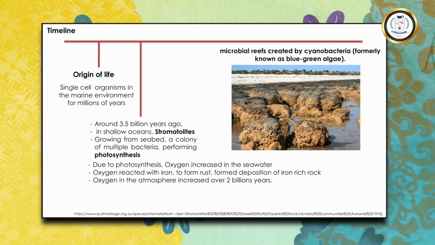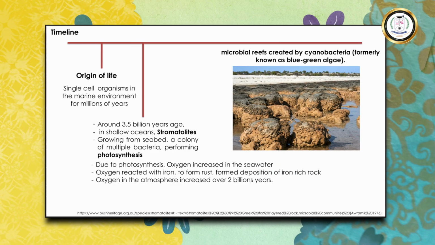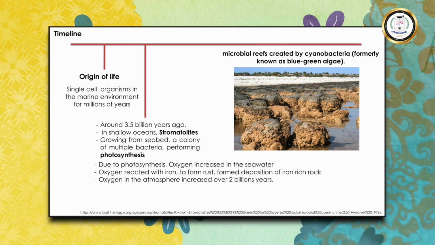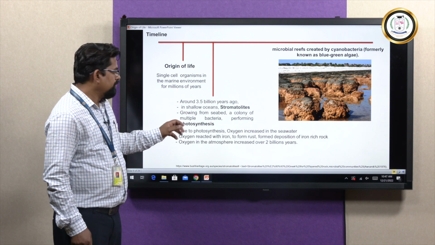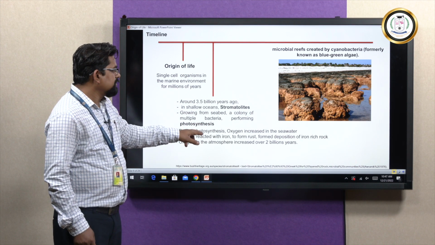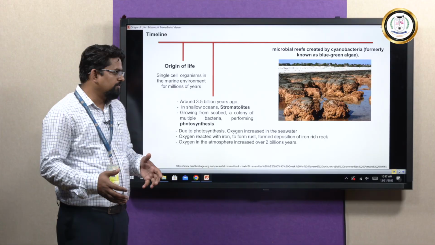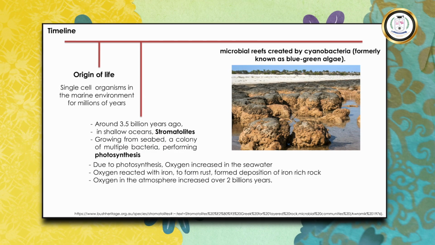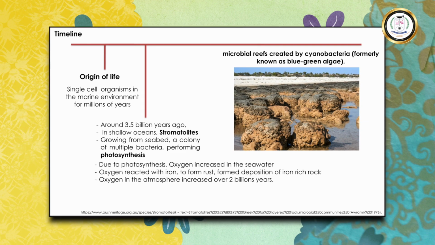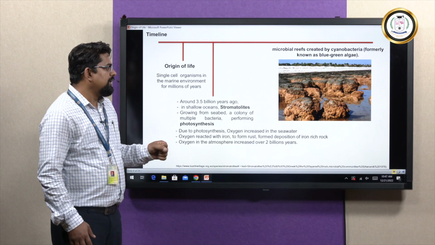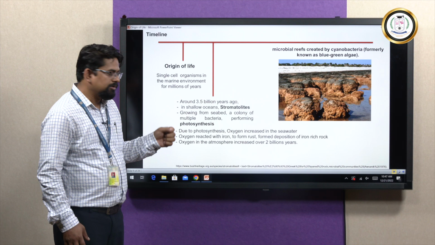Let us go back and see. When you look at stromatolites, they are doing photosynthesis because they are made up of blue green algae or cyanobacteria. Now due to the photosynthesis, oxygen is released into the seawater. This oxygen reacts with the iron present in the seawater, forming rust and depositing in iron rich rock, right.